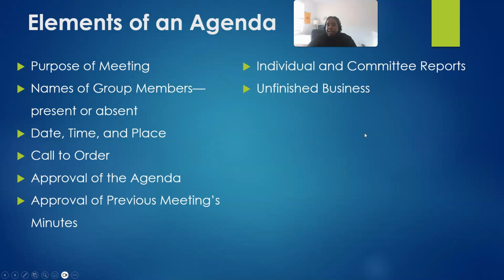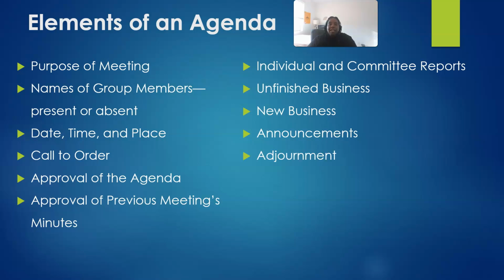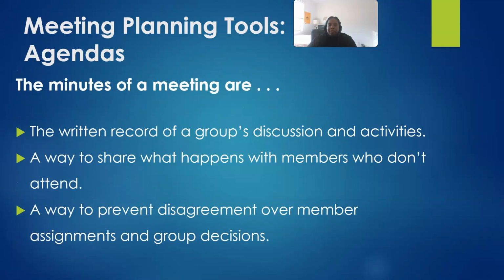Unfinished business. So what are some continuing items from the previous meeting that you need to work on this time? Then we have new business. So what are the new action items that we need to discuss? Announcements. So announcements is just information, FYIs for your team. It doesn't require a bunch of additional discussion, but those are some announcements. And then adjournment. That's when the meeting comes to a close.